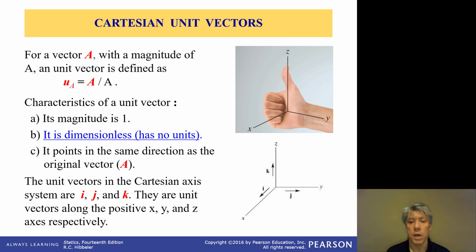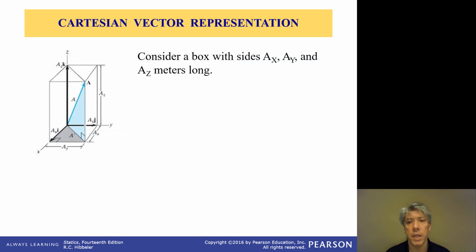The unit vectors in the Cartesian coordinate system are i, j, and k, and they go respectively with the x, y, and z axis. So i is along the positive x-axis, j is along the positive y, k is along the positive z-axis. Now let's think about a vector A. It happens to have its tail at the origin, but that's not absolutely necessary.